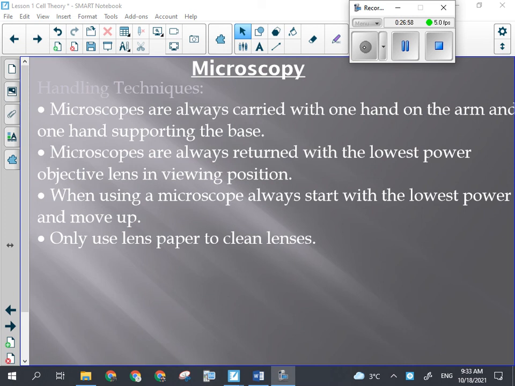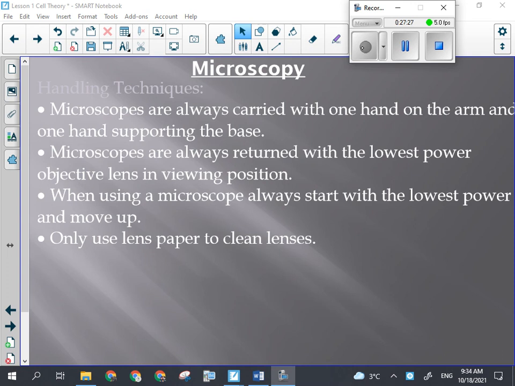So always carry them with 2 hands. Microscopes are always returned with the lowest power lens in position. So if you're looking at this one, see how the shortest lens is in viewing position? That's what people expect to have in viewing position when they get the microscope. So just make sure that it's returned that way, because sometimes people don't check. And the last lens you're likely to use is the high power one, so the big one.